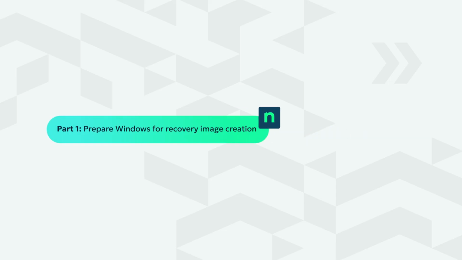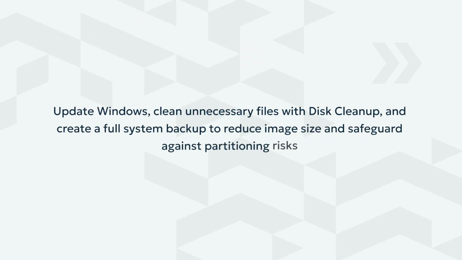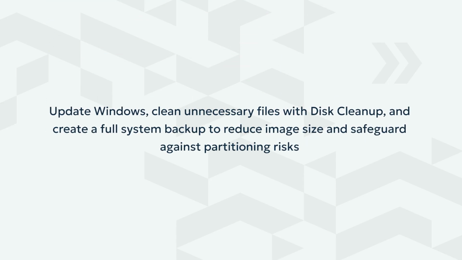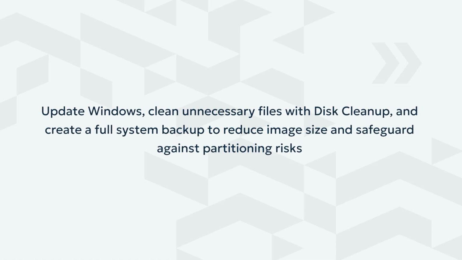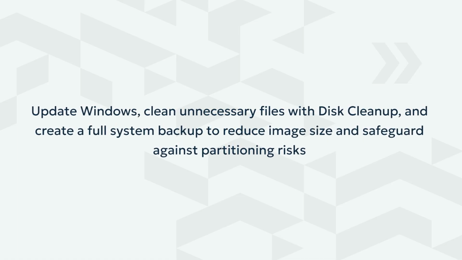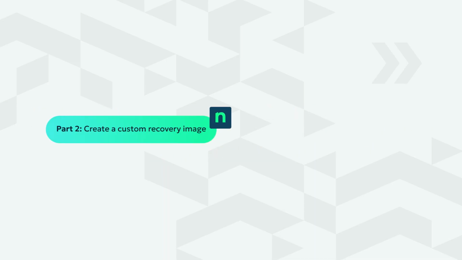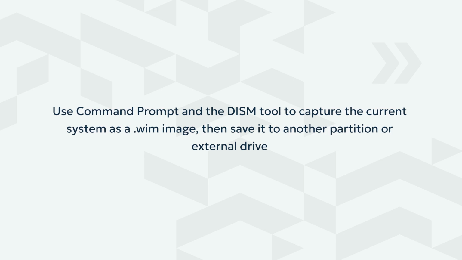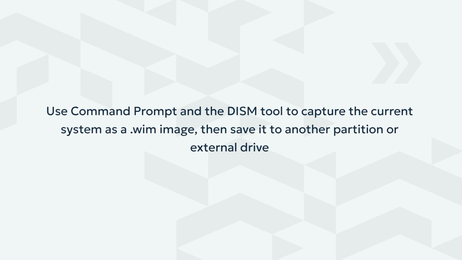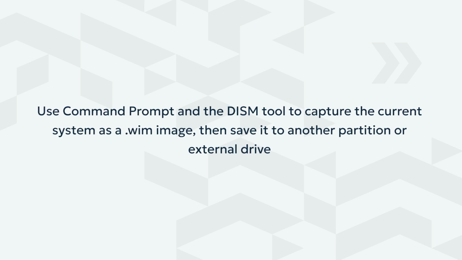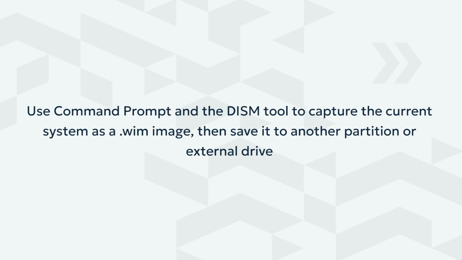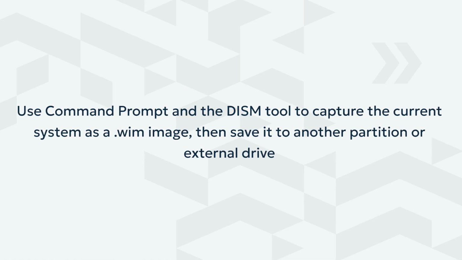Prepare Windows for recovery image creation. Update Windows, clean unnecessary files with Disk Cleanup, and create a full system backup to reduce image size and safeguard against partitioning risks. Create a custom recovery image. Use Command Prompt and the DISM tool to capture the current system as a .wim image, then save it to another partition or external drive.